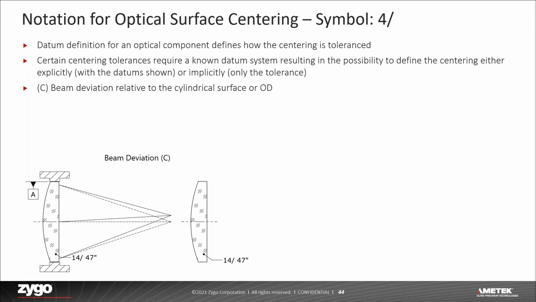It is possible to specify the centering tolerance for the entire optical component with a beam deviation tolerance. In this instance, the cylindrical surface or outer diameter is the reference datum. Note that the coded notation is for the entire optical element, and that is done with the 14/.